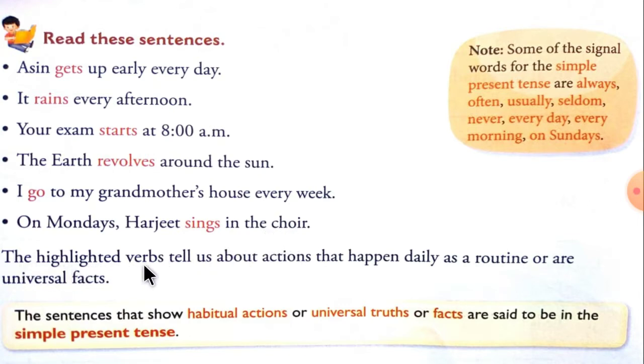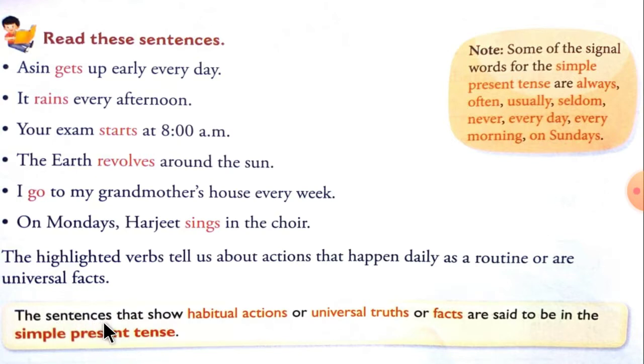The highlighted verbs tell us about actions that happen daily as a routine or are universal facts. So, the sentences that show habitual actions or universal truths or facts are said to be in the simple present tense.